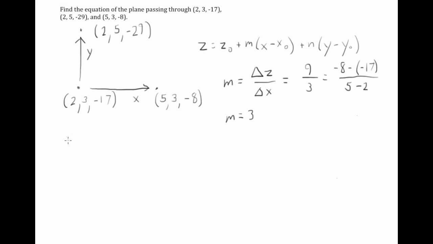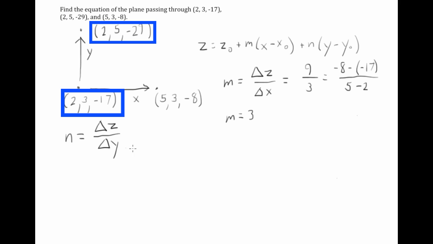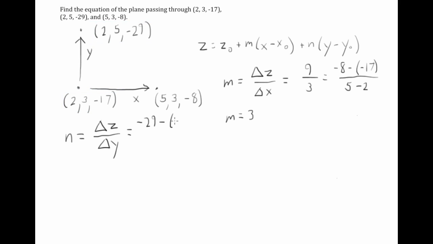There we go. To find my n, what I want is the change in z over the change in y. So I'll have negative 29 minus negative 17 over the change in the y values, which is 5 minus 3. That comes out to negative 12 over 2.